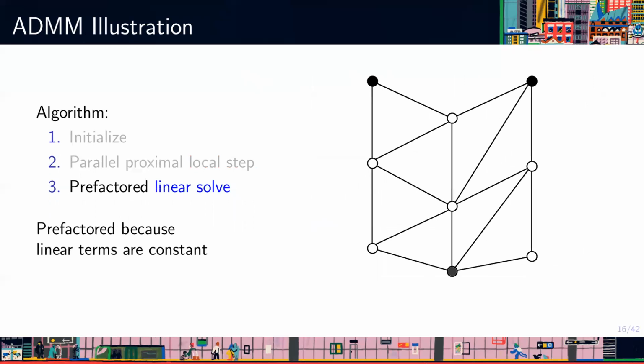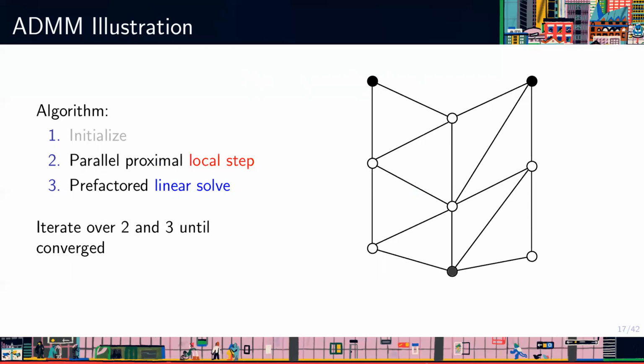Then we solve a linear system that is the sum of pin constraints and a weighted Laplacian that accounts for the consensus with the deformation gradients. This linear system only has to be factored once during initialization because the terms are constant, making this step quite fast. For more details on the linear system, please see the paper.